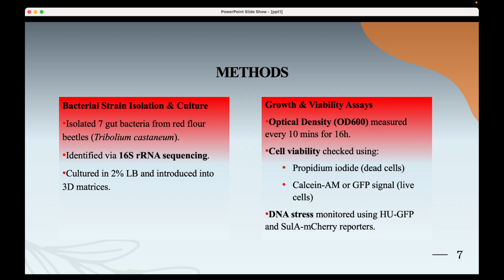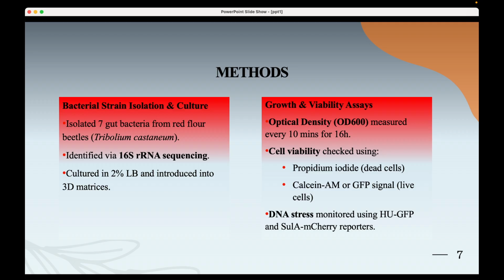The next part is the bacterial cultures and assays. They did bacterial strain isolation and culture. They isolated 7 gut bacteria from red flour beetles, which were identified via 16S rRNA sequencing. They monitored growth through optical density and used dyes and markers to distinguish between live and dead cells as well as to track stress responses.